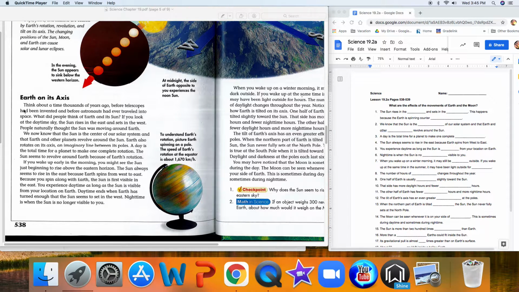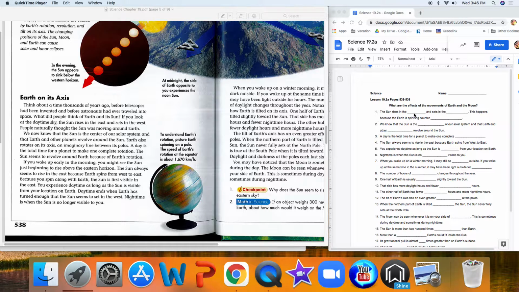Earth on its axis. It says, think about a time thousands of years ago, before telescopes had been invented and before astronauts had ever traveled into space. What did people think of Earth and its sun? If you look at the daytime sky, the sun rises in the east and it sets in the west. Boom. Number 1 on your notes. People naturally thought the sun was moving around the Earth. This was geocentric, guys. Okay, now let's fill in the rest of your notes.